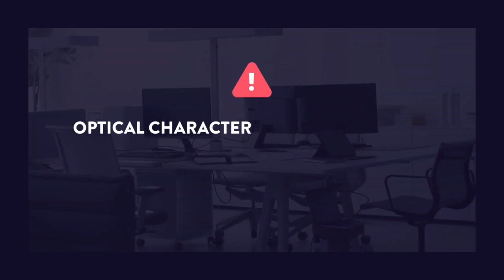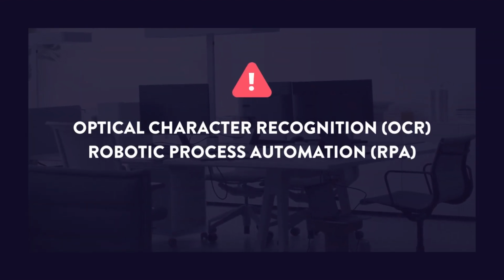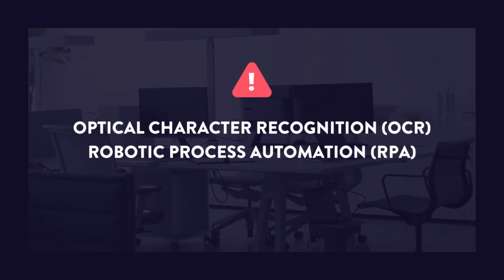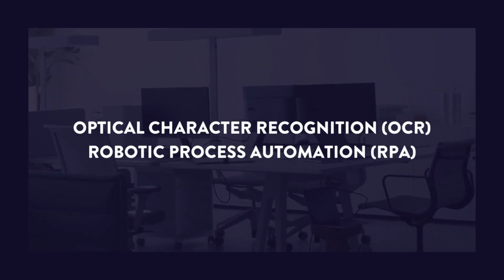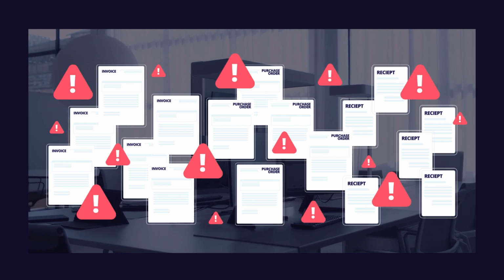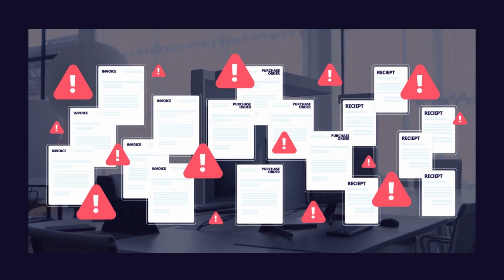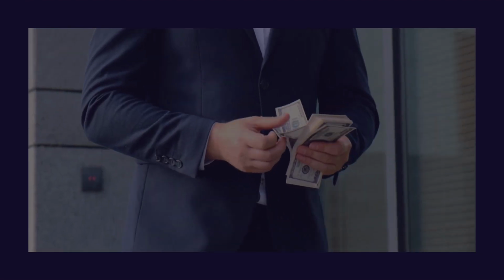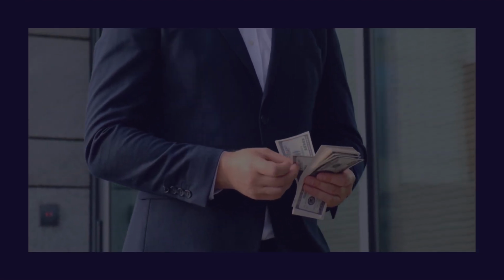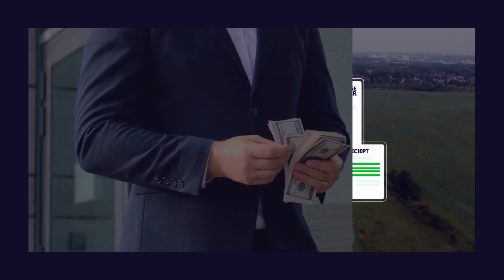Optical character recognition, OCR, and robotic process automation, RPA, can digitalize financial information and perform simple tasks. But because they are template-driven, they need significant setup and continuous updates anytime an invoice or vendor changes. This translates to time and money spent on manually maintaining what should be a seamless process.